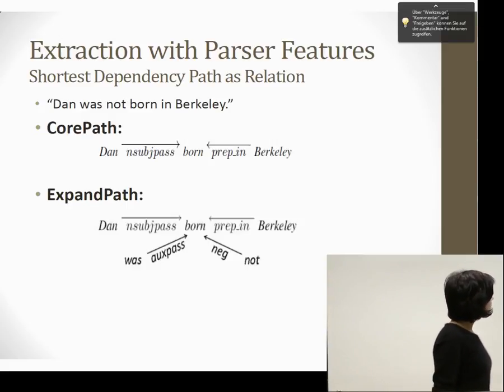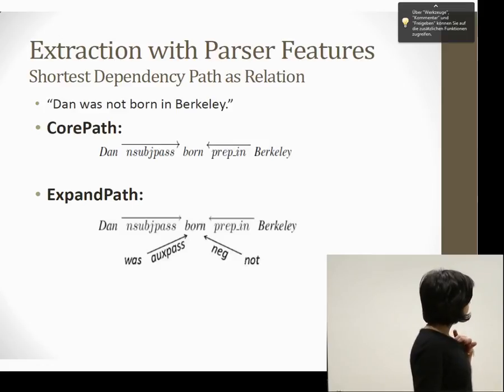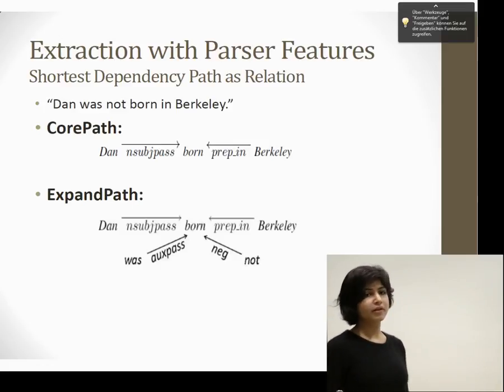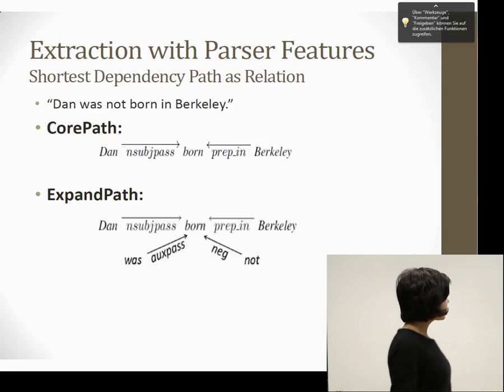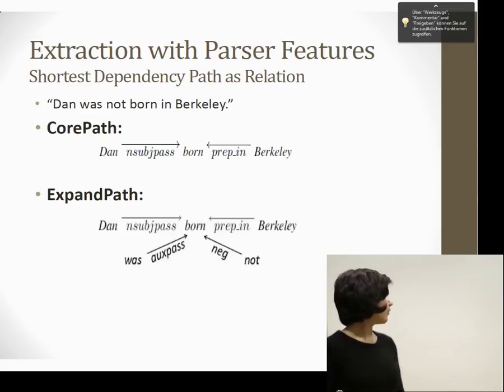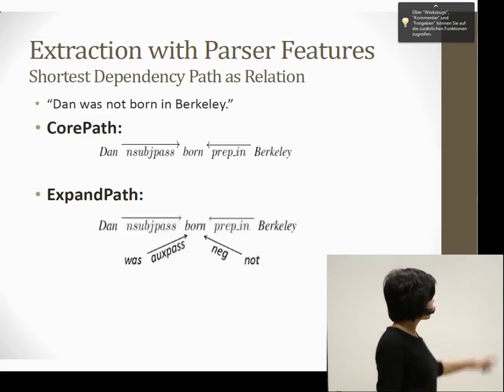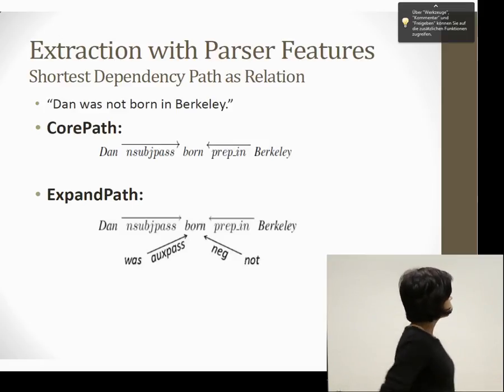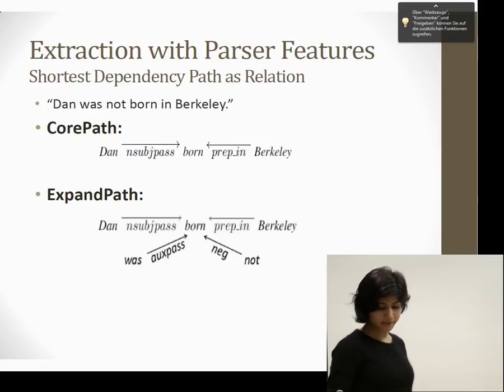But the problem with core paths is that they don't show all of the meaning of the sentence. Here the negation was omitted, so we will have an expanded path. We also add adjectival and adverbial tokens for the expanded path.